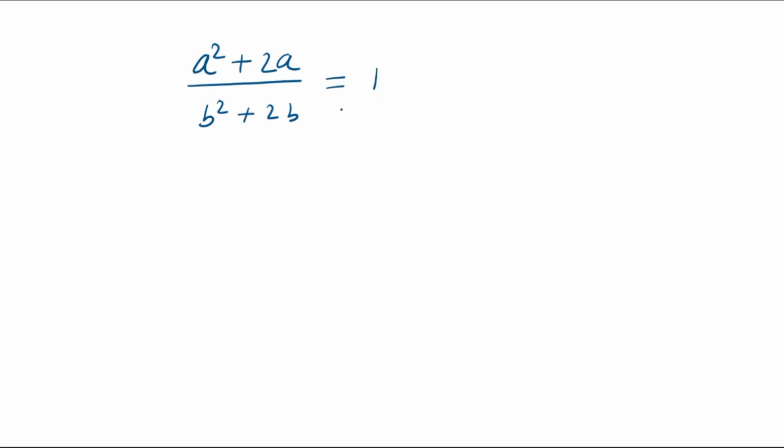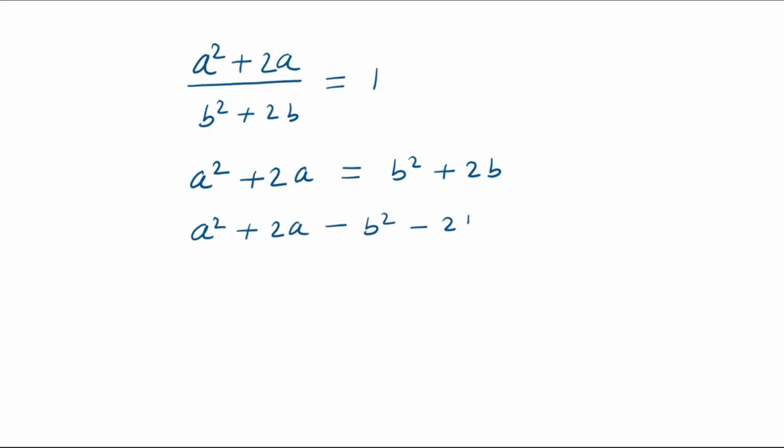1. Now here we will apply cross multiply, then you will get a square plus 2a equal to b square plus 2b. Now if we take all the expressions on the same side, then a square plus 2a minus b square minus 2b, and this is equal to 0. Now first we will write a square minus b square plus 2a minus 2b, and this is equal to 0.